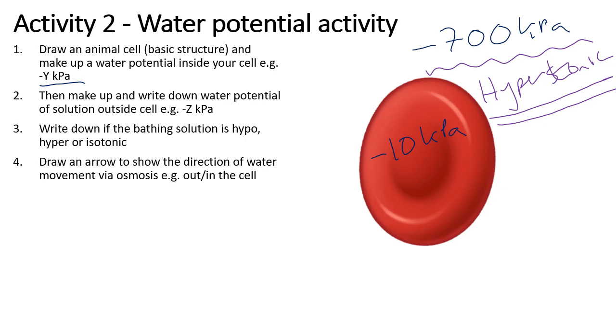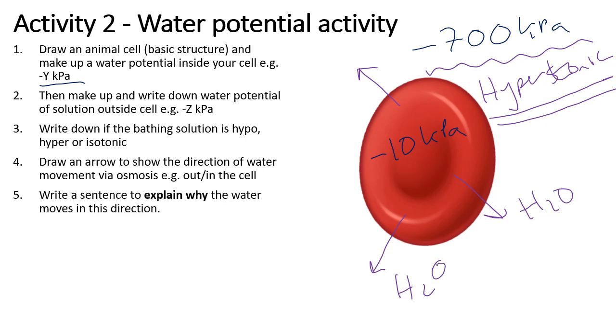Next, I need to draw an arrow to show the direction of water movement via osmosis. Now, as we know from that flashcard we made earlier, water always moves by osmosis down the water potential gradient, so from a less to a more negative water potential. So in this example, water is going to move from a less negative water potential inside the cell to a more negative water potential outside the cell. So water is going to move out of the cell by osmosis. So I'm going to draw some arrows on there.